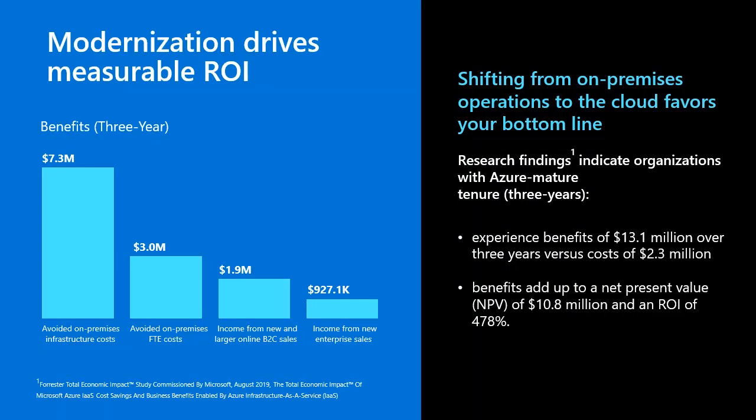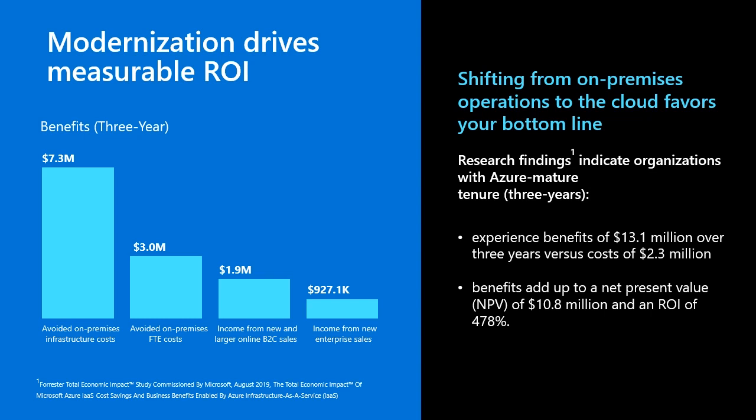Now, modernization drives measurable ROI. This is the reason why a majority of organizations are now going through and even fast-tracking their modernization efforts. There are benefits to modernization. As you can see here from the left side of the slide, you can avoid significant on-premise infrastructure costs, anywhere from data center space to hardware to software to power. You can also avoid full-time employee on-premises costs because it takes a lot of people to run a data center.